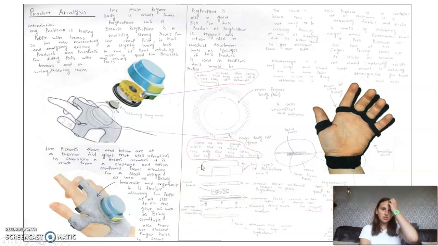So this is what I want you to do. I want you to pick 2 to 5 products off the internet. If you can, print them out and stick them on your A3 page. This is going to take up a whole A3 page, okay?